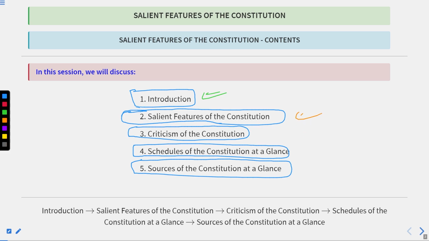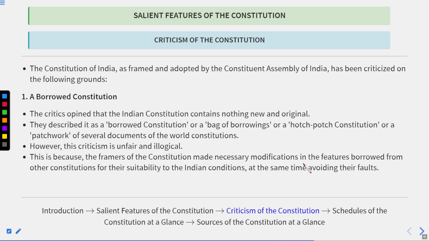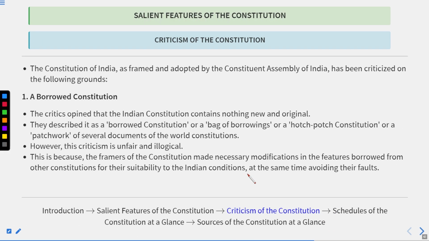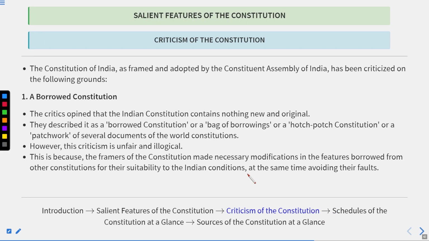We have been discussing the salient features of the constitution, and what we are left with is the criticism of the constitution, the schedules of the constitution at a glance, and the sources of the constitution at a glance. So we will continue from where we left off in the previous lecture. We had finished the salient features, and now we are left to discuss the criticism of the constitution.